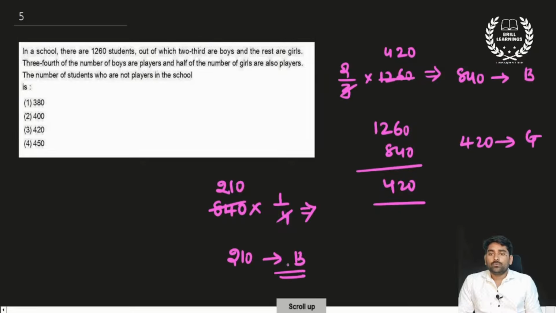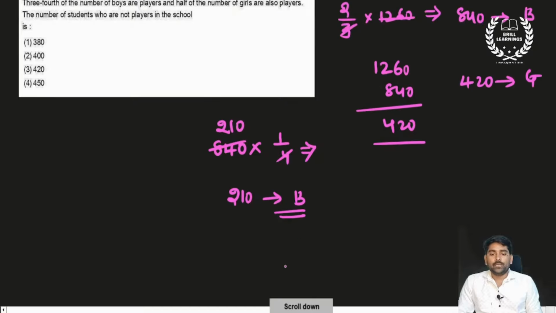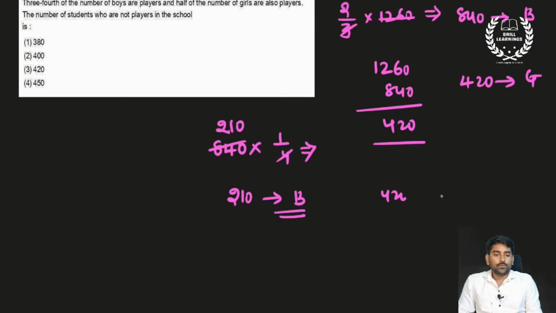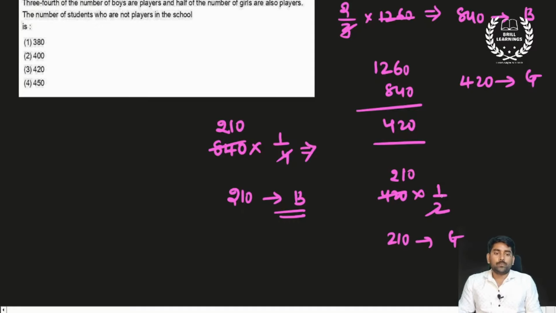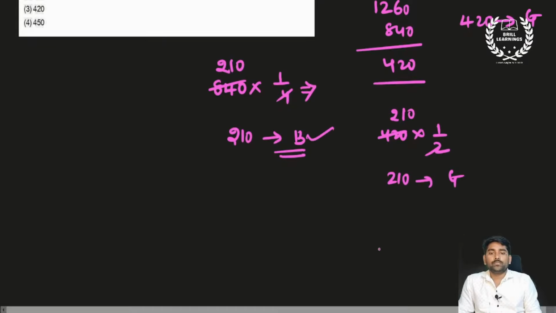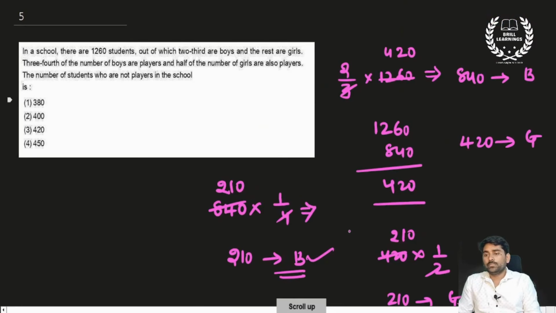And now they have given one more statement, half of the number of the girls are also players. That means half of the number of girls are not players. Out of these 420, half of the girls are not players. So find these values also. So 210. So 210 girls are not players here, and 210 boys also not players. That means 420 students who are not players. That is our answer. Let's move to the next question.